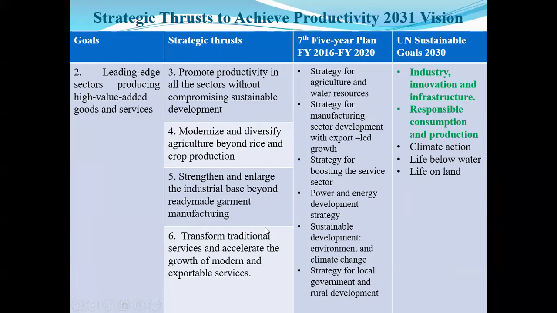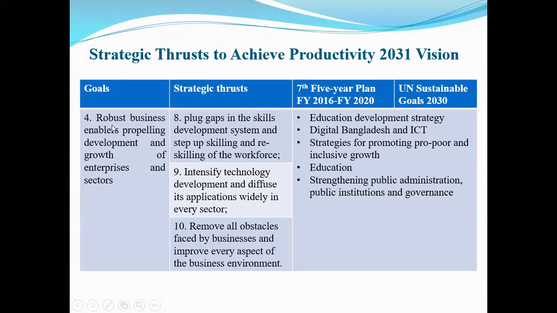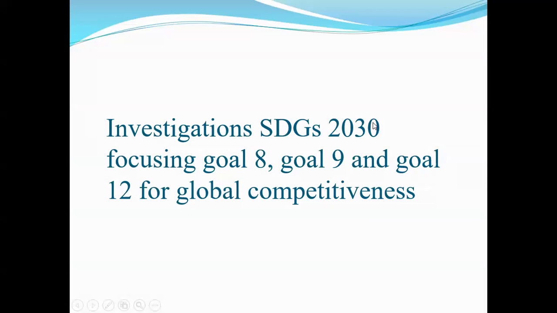This is the productivity vision 2030. This is another government plan, the goal of a complex economy, aligned with the UN strategic SDGs. This is another goal from the UN: decent work and economic growth, industry innovation and infrastructure, and ensuring sustainable consumption and production. Industry SDGs focus on goal 8, goal 9, and goal 12 for global competitiveness.